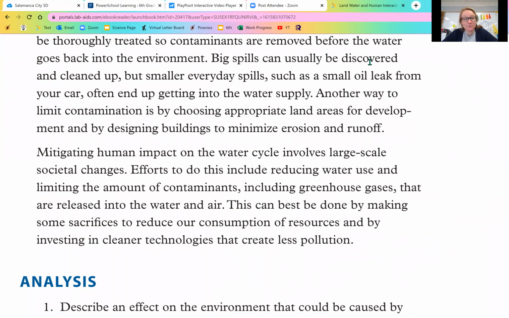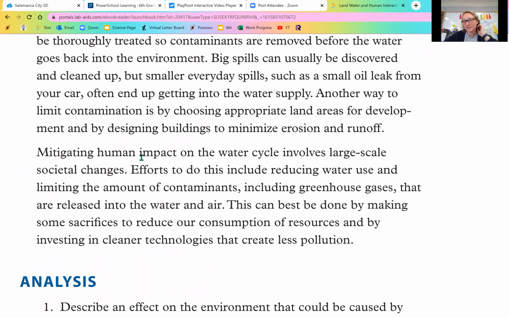Big spills can usually be discovered and cleaned up, but smaller everyday spills, such as a small oil leak from your car, often end up getting into the water supply. Another way to limit contamination is by choosing appropriate land areas for development and by designing buildings to minimize erosion and runoff.